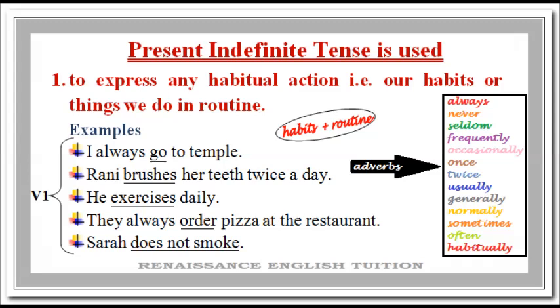I always go to temple. Rani brushes her teeth twice a day. He exercises daily. They always order pizza at the restaurant. Sarah does not smoke. All these sentences say what we are in habit of doing or avoiding every day, what we do and what we do not do daily.